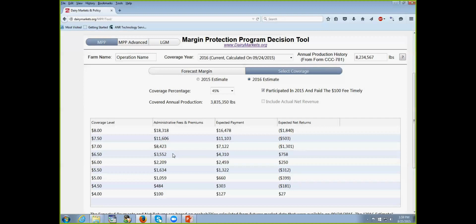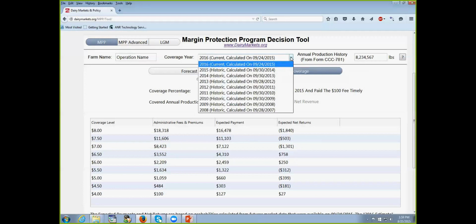Yes, ma'am. With the $6 coverage, you only gain $250 for your whole farm? Keep in mind, we're expecting the average margins to be in that $9,950 range. So there's a lower probability that you could get below the $650. But let's take a look back at a historic one. We can do 2009 if you want to be scared, but let's not. Let's do 2012 because that's a little bit less scary.